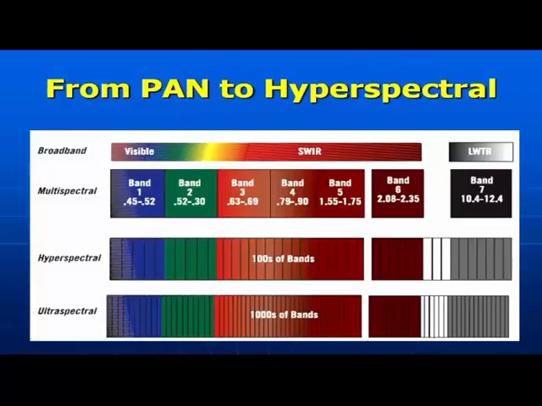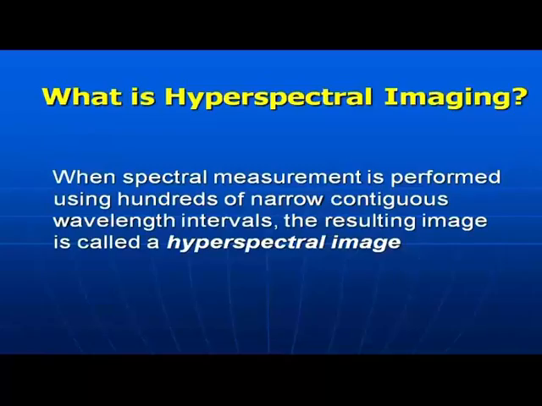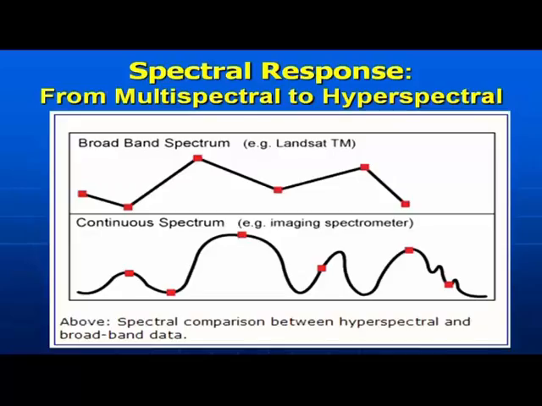So as I see remote sensing from a spectral point of view, the spectral resolution has improved from wide broad band panchromatic to multispectral to hyperspectral, and maybe in the near future thousands of bands, what we call ultraspectral. So what is hyperspectral imaging? As you all know, when a spectral measurement is performed using hundreds of narrow contiguous bands, the resulting image is known as a hyperspectral image.